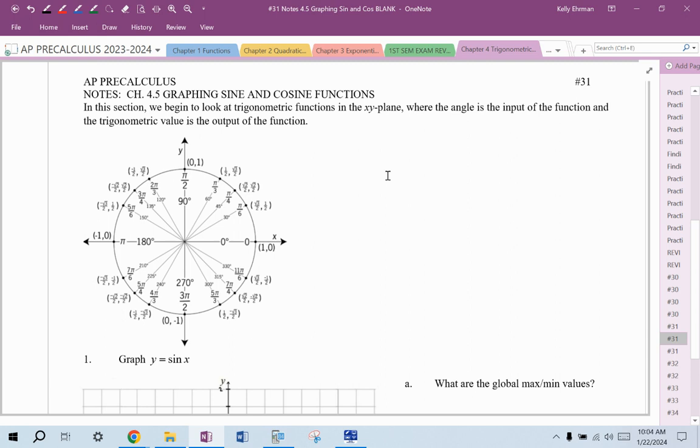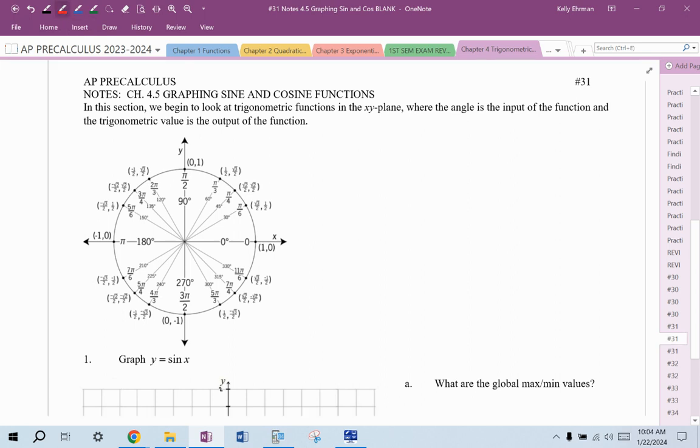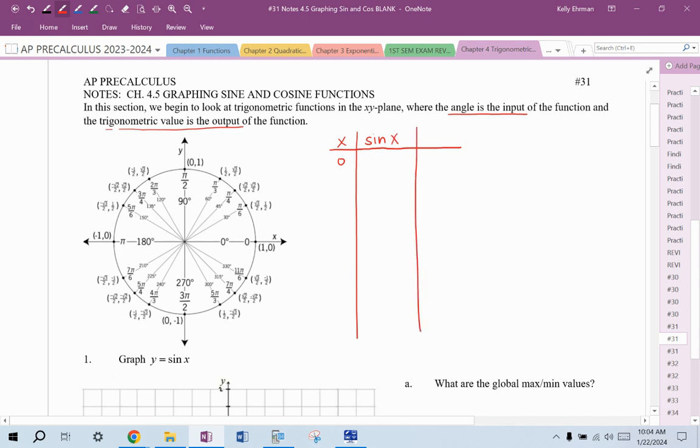All right, so if we're going to graph something and we have no clue about transformations or shapes or anything, let's make a chart. In this section, the trig functions have the angle as the input and the trig value as the output. So when I'm making a chart, when we say y equals sine x, x is going to be an angle. Let's start at 0, and then figure out what's the sine of x and what's the cosine of x. The reason I put them in that order is just because we're graphing sine first.